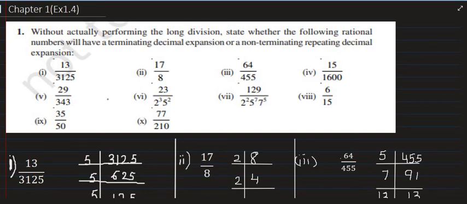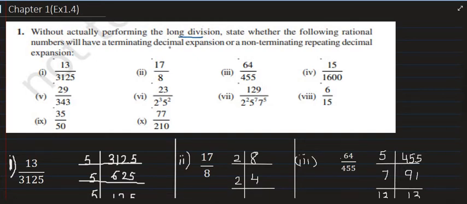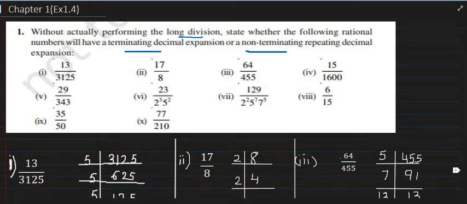Hello students, so today we are going to start with exercise 1.4 from chapter number 1. In the first question here, without actually performing the long division, we have to check that the following rational numbers will have a terminating decimal expansion or non-terminating repeating decimal expansion. So to do that, let's understand it first.